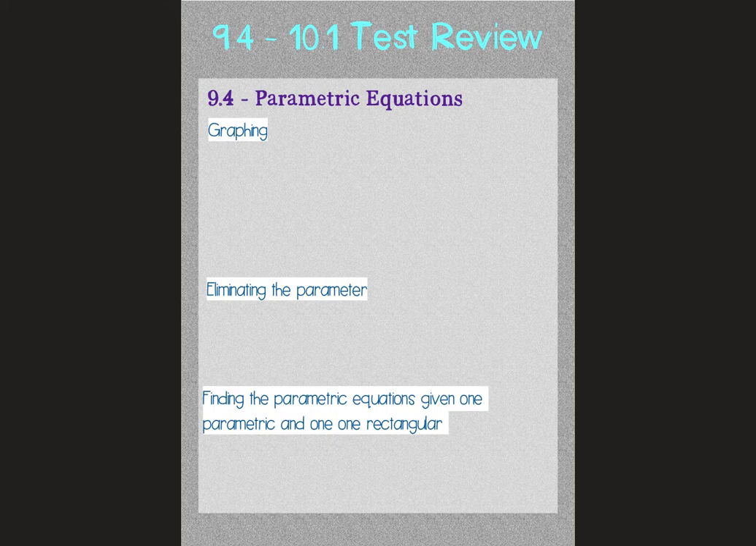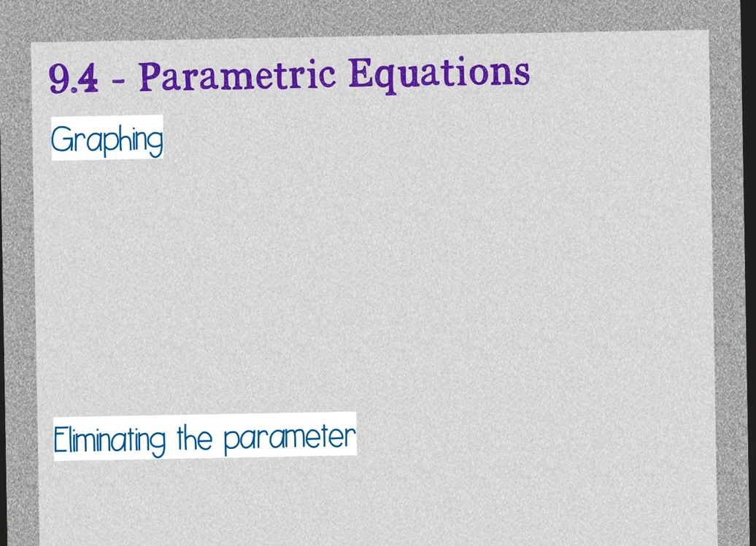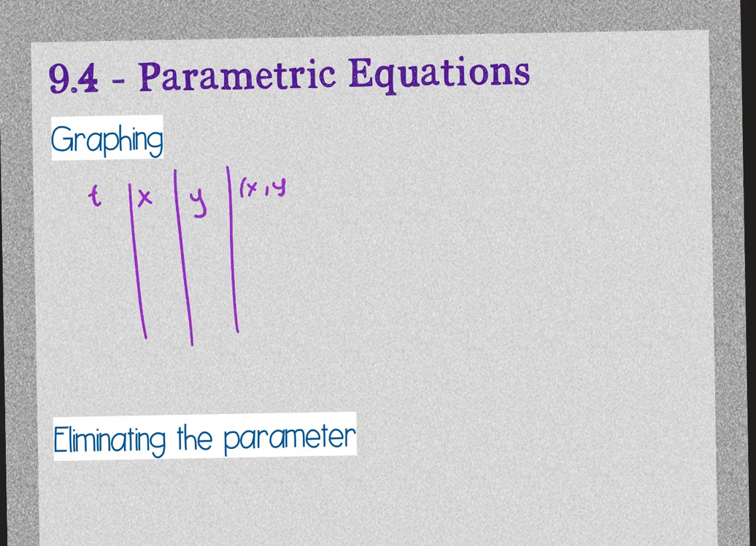So 9-4, we started, and this was where that T chart comes into play. Hopefully most of you did pretty well on this on the quiz. You'll have a T chart just like you had on your quiz. It will give you an X equals and a Y equals, and then it will give you a parameter.